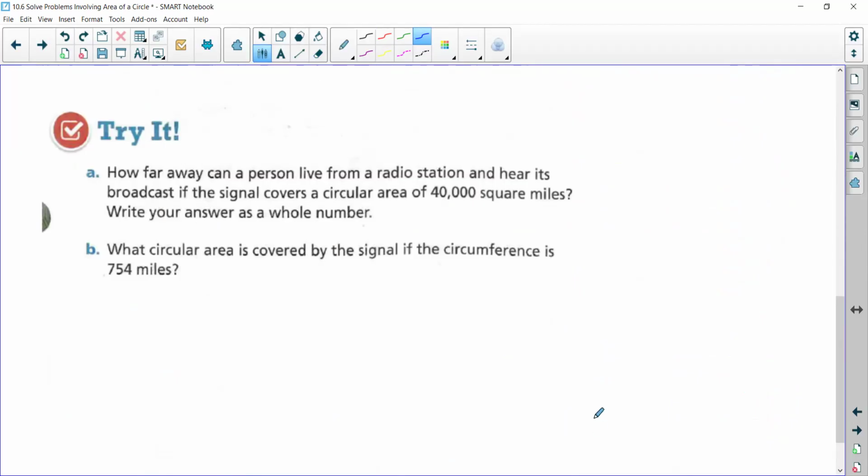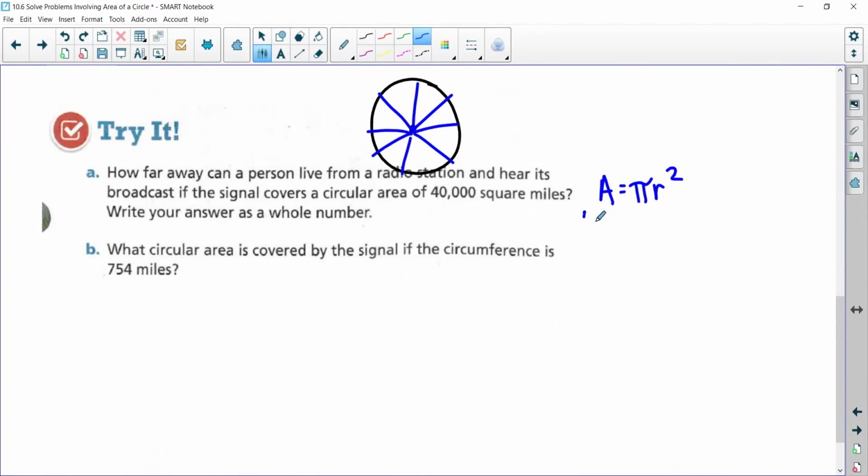How far away can a person live from a radio station and hear its broadcast if the signal covers a circular area of 40,000 square miles? Write your answer as a whole number. So how far away we're looking at here, assume that the radio station is here in the middle. We're looking at finding the radius. It doesn't matter what direction we measure out. That's how far it can reach, 40,000 square miles. So area equals pi r squared. If the area is 40,000, that equals 3.14 times radius squared. We'd be solving for r in this particular example.